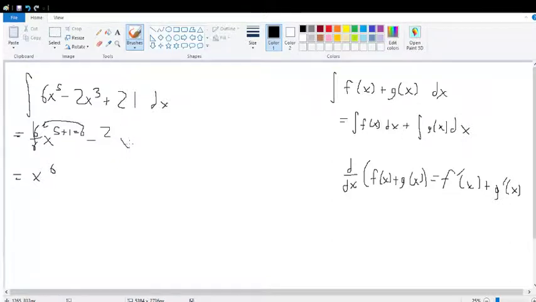2x cubed. So again, you add 1 to the power. That's going to equal 4 for the power. And you're going to divide by that new power. And so then you're going to get minus 2/4, which simplifies to 1/2 x to the 4th. And then plus, if you want to integrate a constant, all you need to do is just put the independent variable in front. It's just going to be 21x.